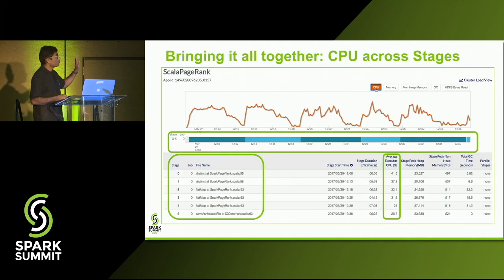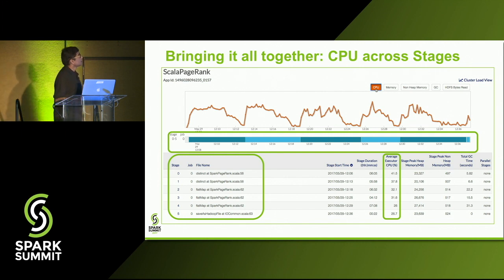So here's one resource consumption vector, CPU. This is plotted over the life cycle of the application, and in the area in green, these alternating bars of light and dark blue show you what stage it's being executed in. So starting with stage 0 through stage 5, sorry.